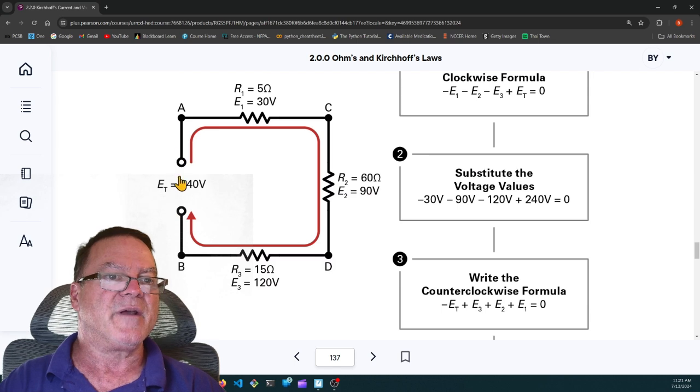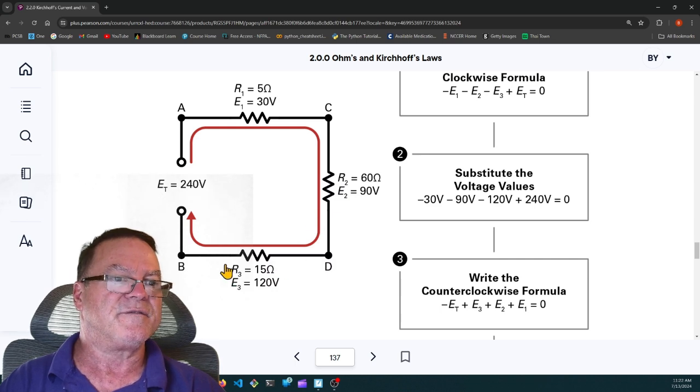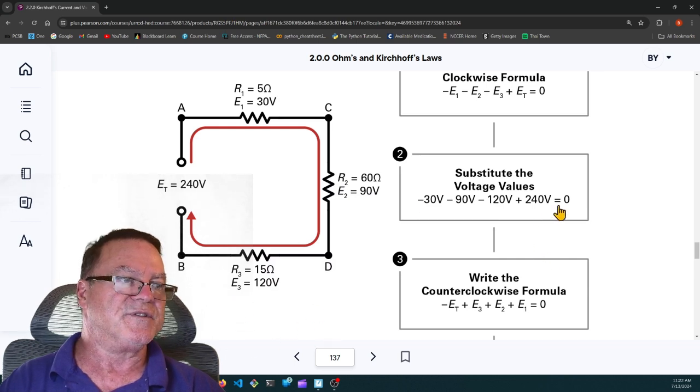So again, there's going to be a polarity. This is the negative, this is the positive. When we come through this resistor, the first half is negative, the second half is positive. Negative, positive, negative, positive. 240 volts, here's 30 volts, 90 volts, and 120 volts. And 30 and 90 is 120, plus 120 is 240, and 240 minus 240 equals 0. There it is right there.